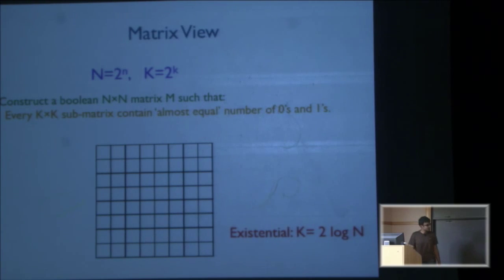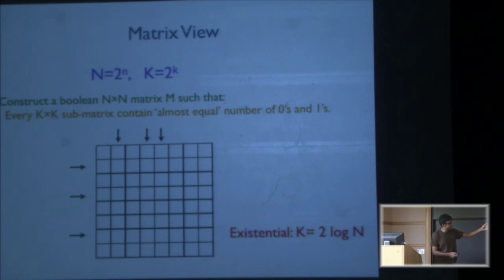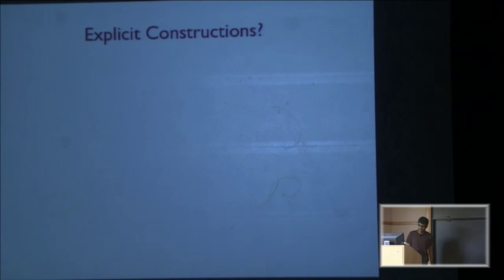And existentially, it's known that you can do it for k as small as 2 log n. So, for example, we could just look at any subset of, say, 3 columns and 3 rows, and we would want the entries to be roughly balanced. And this should be true for any choice of your rows and columns. All right, let's look at what's been known.